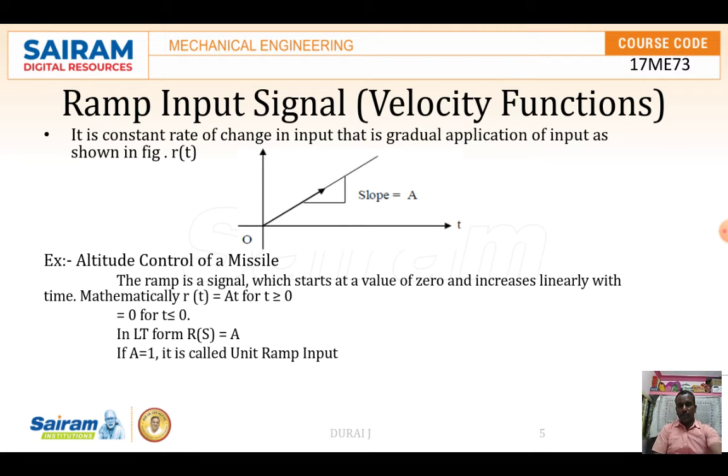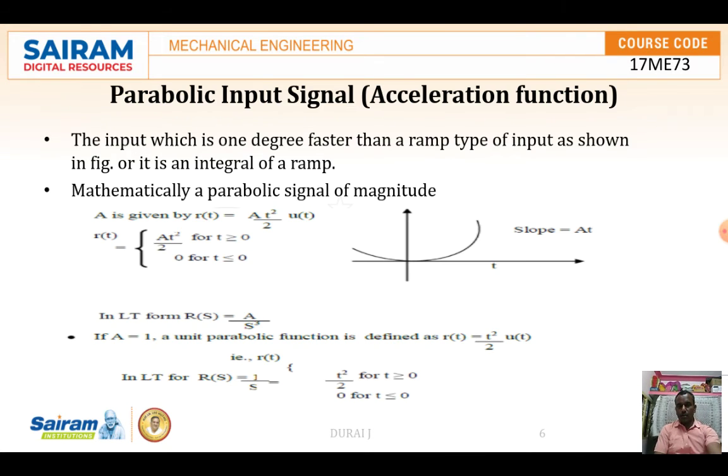Okay, so in this one we are giving the example for the ramp input signal: the altitude control of a missile. The ramp is a signal which starts from 0 and increases linearly with time. Mathematically, r(t) = at for t greater than or equal to 0, or 0 for t less than 0. If a is equal to 1, it is called a unit ramp input. Okay, this is about the ramp input.